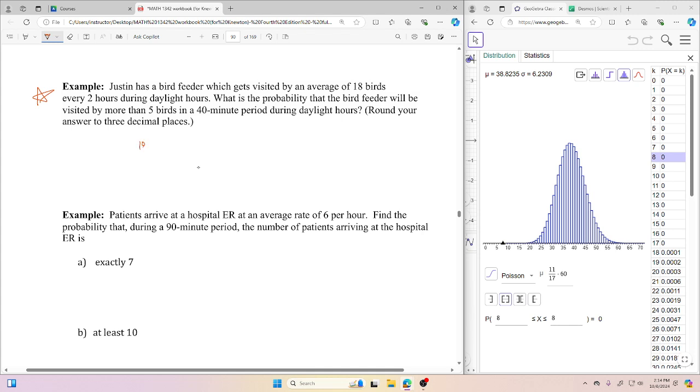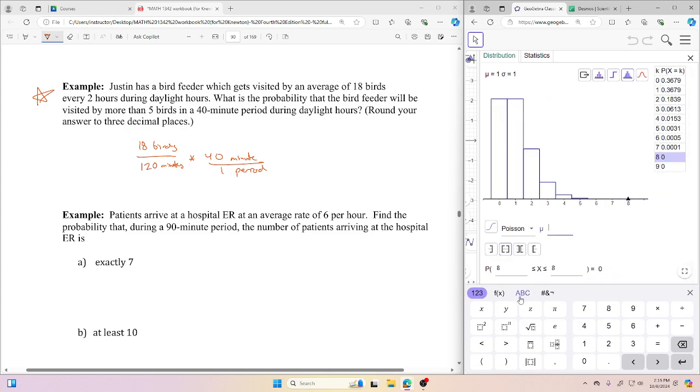Okay, so I got 18 birds, and it says every 2 hours. So can we automatically convert this to 120 minutes? Can I just do that? Makes it a little bit easier, right? But then I'm looking for them in a 40-minute time period. I can't spell minute. Leave it to a math teacher. Over one period. The idea is that they're saying how many in this period. So I'm just going to put it all in, if you don't mind. Here we go, into GeoGebra.